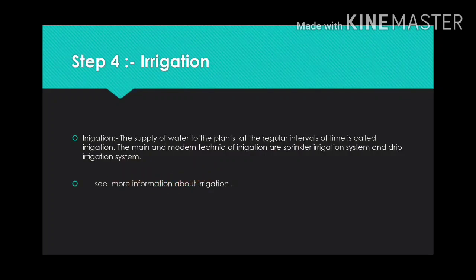What is the sprinkle irrigation system? There is one pipe which has a rotating nozzle on the top, and we spray the water on the plants. That is the sprinkle irrigation system.